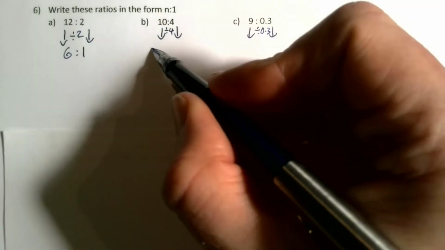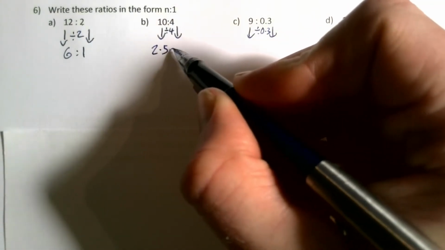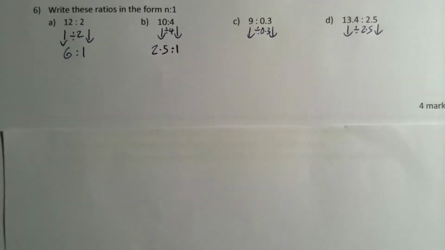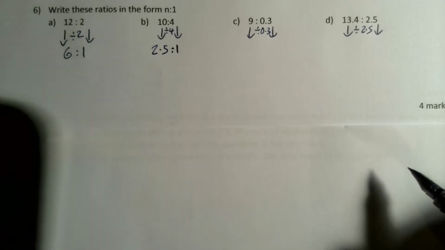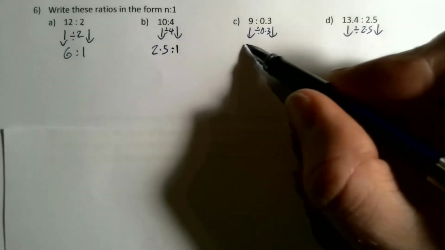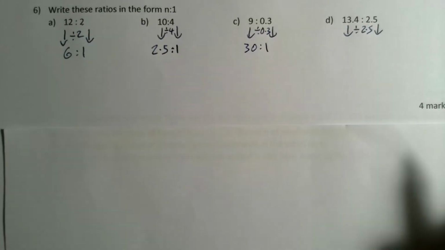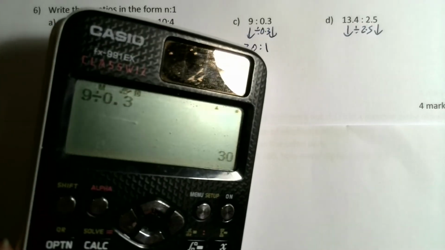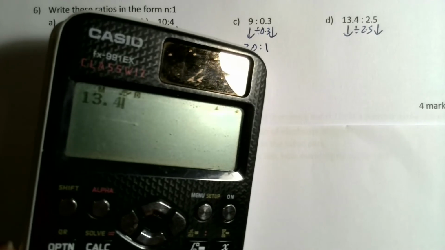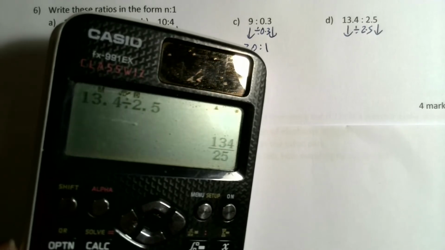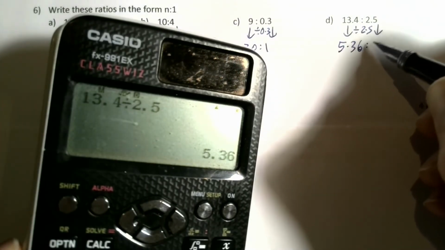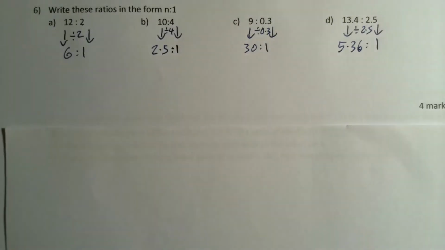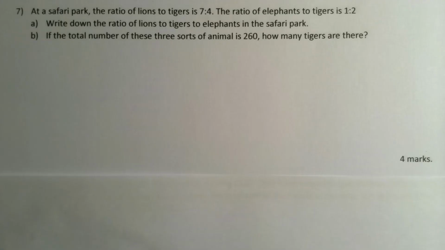10 divided by 4 in the calculator, or otherwise, would be 2.5 to 1. 9 divided by 0.3, well, I could do that without a calculator, but why take the risk? That gives me 30 to 1. And the last one is going to be the trickiest. 13.4 divided by 2.5 gives me, change it to a decimal, 5.36 to 1. That's it. More ratio. Pause this and give it a go.